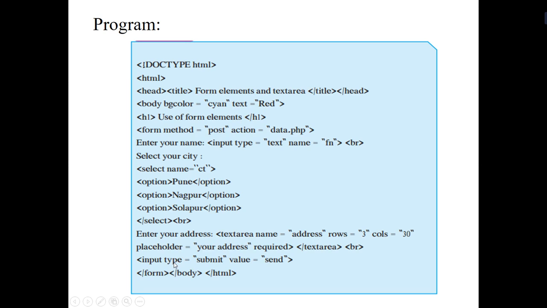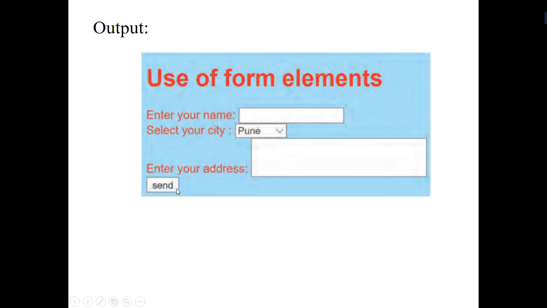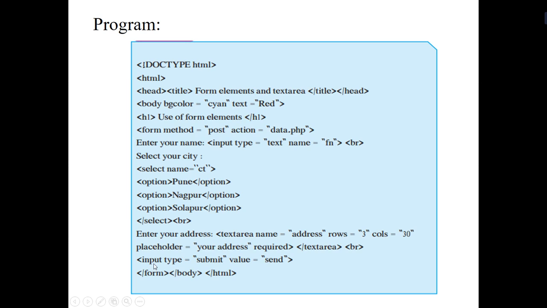Next we have created a button for send. Here you can see a button for send. For that we will use input type is equal to submit, value is equal to send. Input type is equal to submit means you are creating a button which has the value send, which is used for sending the data. In this way we have completed our form creation. Then the form tag which is open over here gets closed by using \form. Then your body tag gets closed and your HTML tag gets closed.